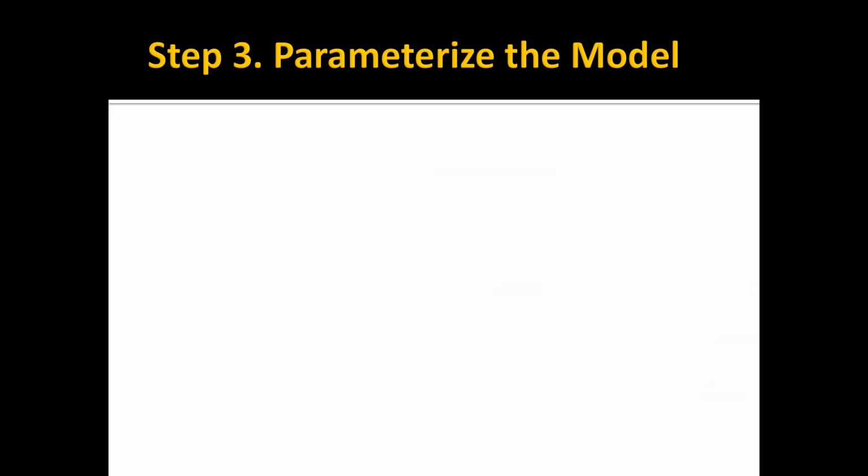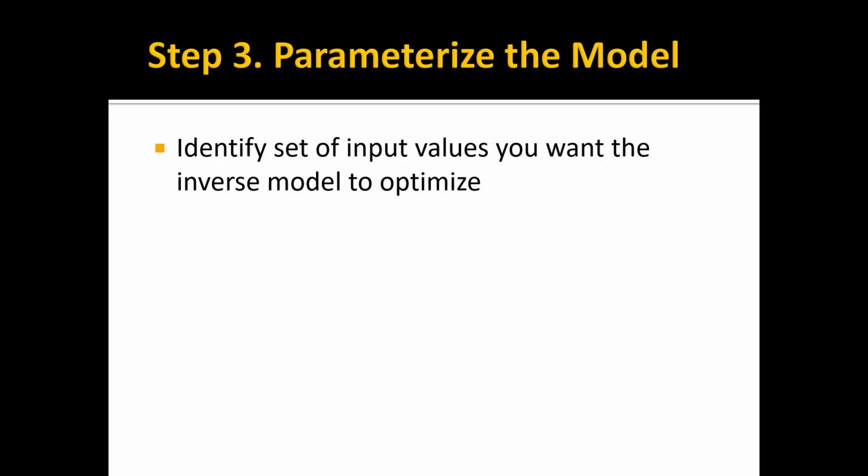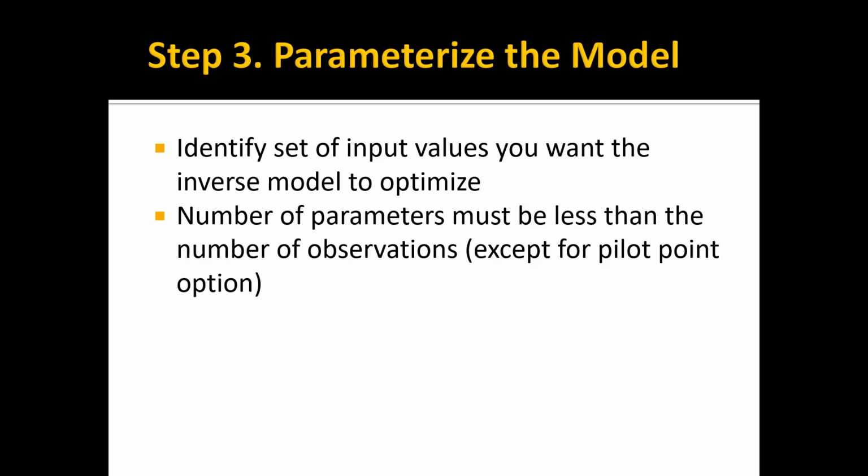The next step, which is a big part of this process, is to parameterize your model. And what that means is you identify the set of input values you want the inverse model to optimize. It is not realistic just to say, well, change whatever you want, change everything. You have to very specifically indicate what parts of the model you want it to control or change. Furthermore, you have to limit the number of parameters, because the number of parameters that it's changing has to be less than the number of observations.